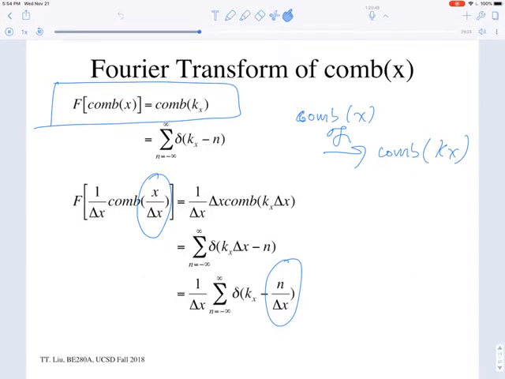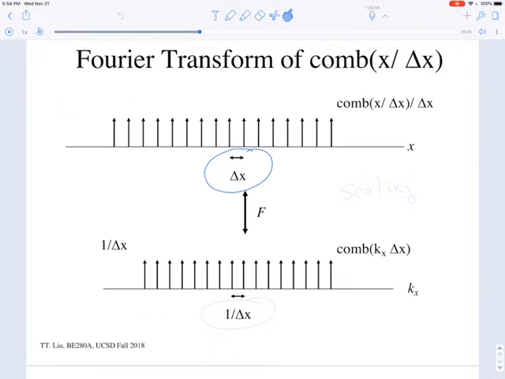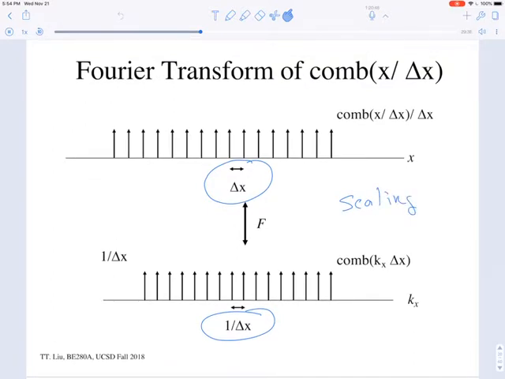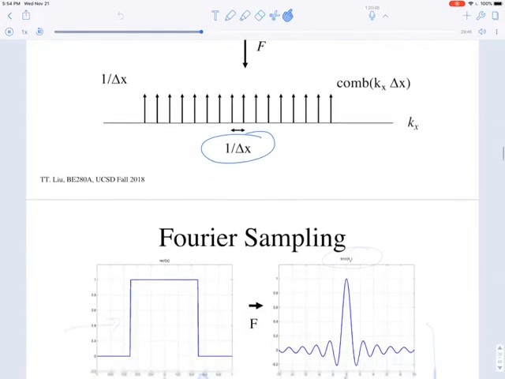And so here's the main picture you need to remember. If I have something that's spaced delta x in one domain, and I take the Fourier transform of that comb, the spacing is going to be 1 over delta x in the other domain. So you can think of this as a form of the scaling theorem, where as I squeeze it in one domain, it's got to get wider in the other domain. That's going to be the most important thing to keep in mind as we go through the math.